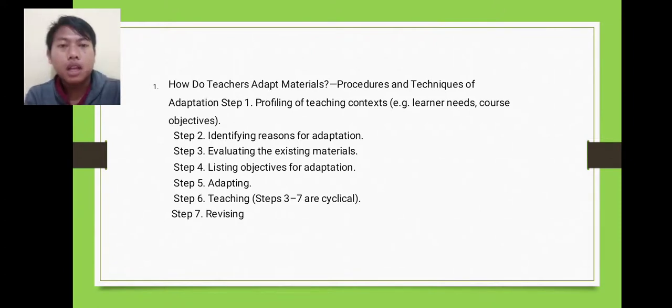Okay, the next is about how teachers adapt materials. Number one, profiling of teaching context. Step two, identifying reasons for adaptation. Step 3, evaluating the existing materials. Number 4, listing objectives for adaptation. Number 5, adapting. Number 6, teaching. And step 7, revising.